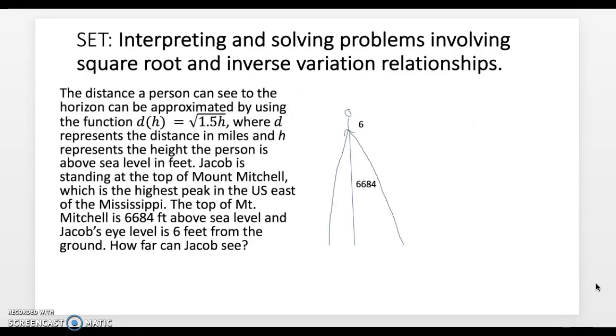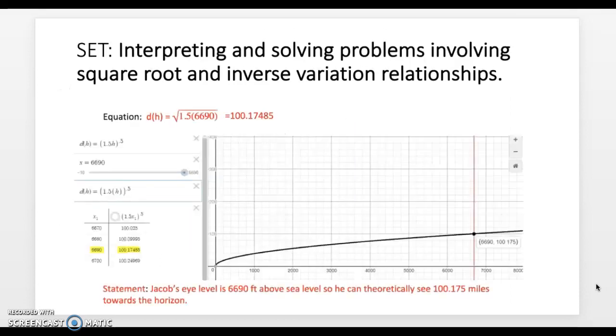So first off, let's visualize this situation. Jacob is on top of Mount Mitchell, and Mount Mitchell is 6,684 feet. Jacob is 6 feet. So total, his height is 6 plus 6,684, which is 6,690. Then we can plug that into our equation, square root of 1.5 times height, so 6,690. Plug that into the calculator, get 100.17485. Or we can graph this.